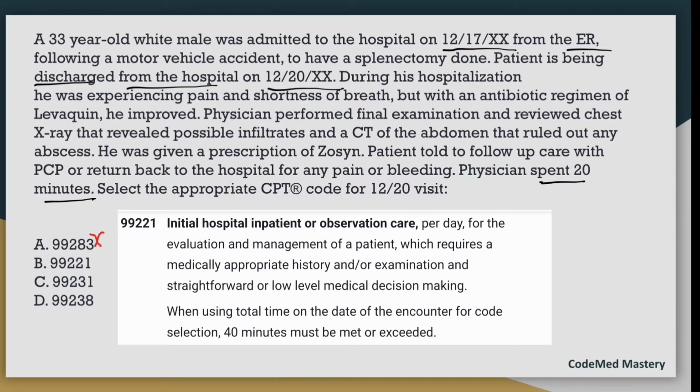Coming to option B, 99221. 99221 is for initial hospital inpatient or observation care per day for E&M of a patient, which is straightforward or low level MDM, and time of 40 minutes must be met or exceeded. This is only an initial hospital inpatient observation care code. But in our case, there is discharge mentioned. So we'll eliminate option B.